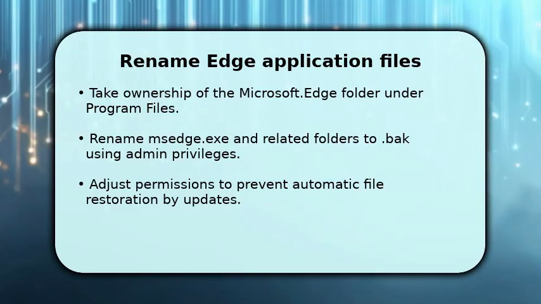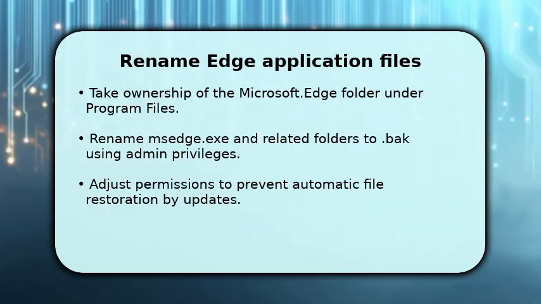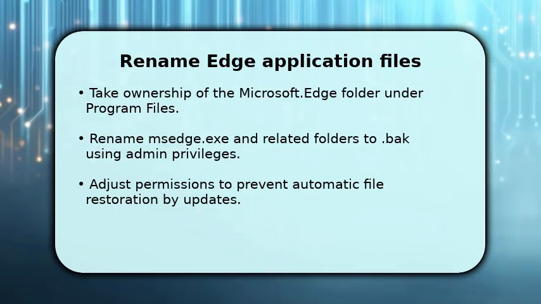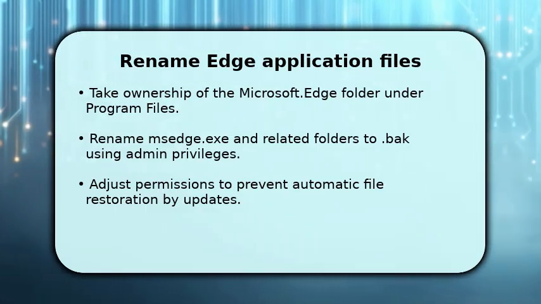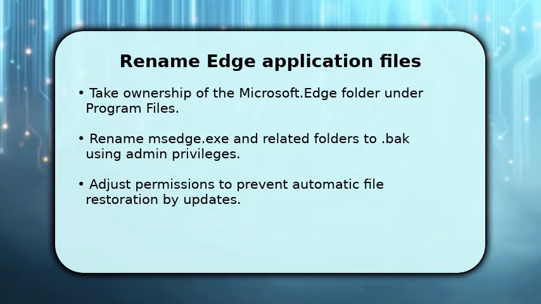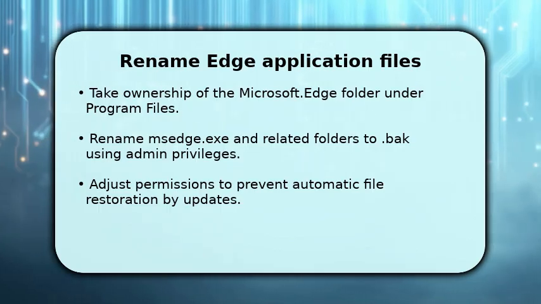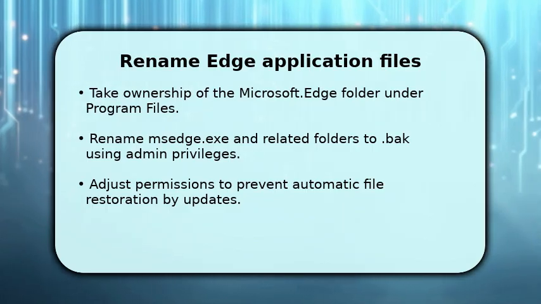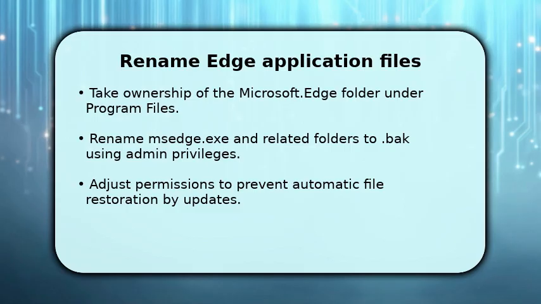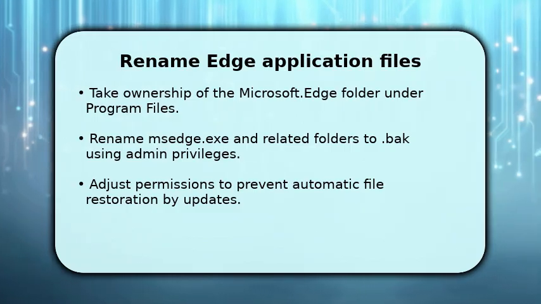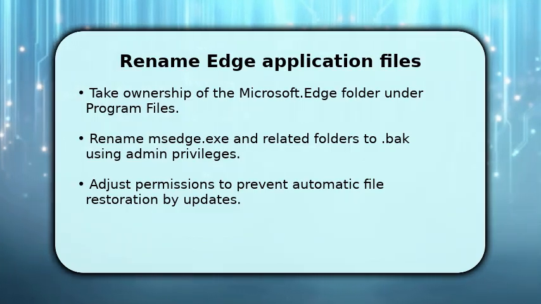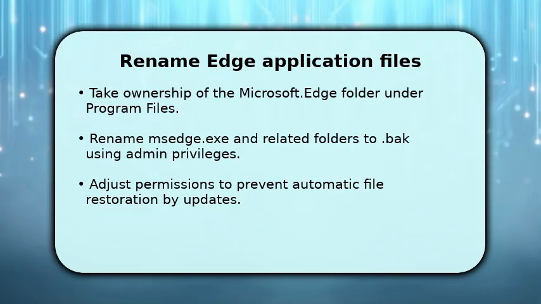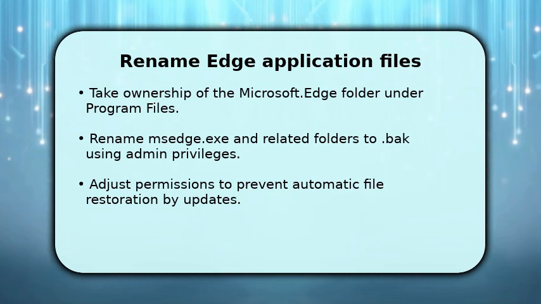Now you take ownership of the Microsoft Edge application folder and use elevated permissions to rename the primary executable and its supporting folders to a .back extension. This prevents Windows from launching Edge. While renaming, make sure to update folder permissions so automatic repairs or updates cannot immediately recreate the original files. If a file is locked, reboot to safe mode and repeat the rename. These steps effectively break Edge's launch path without uninstalling core system components.